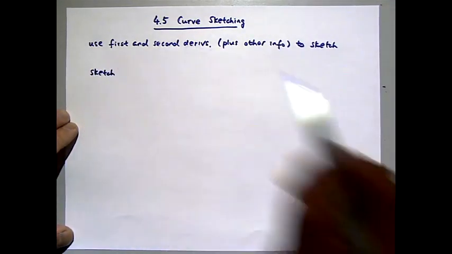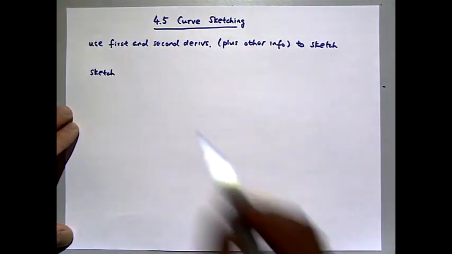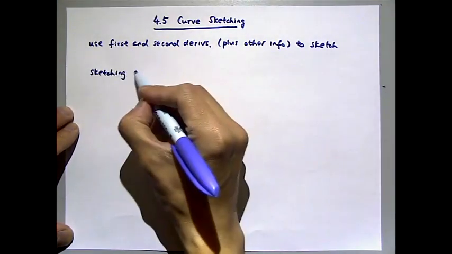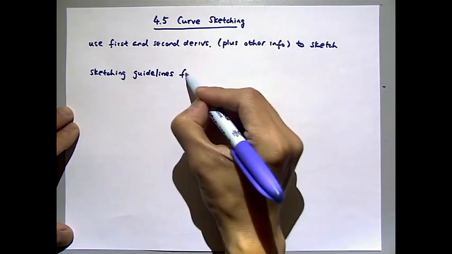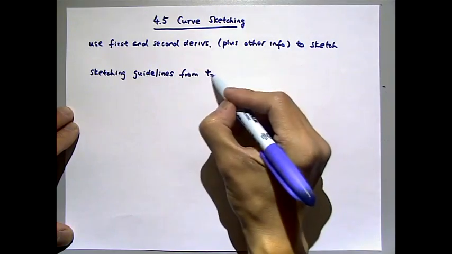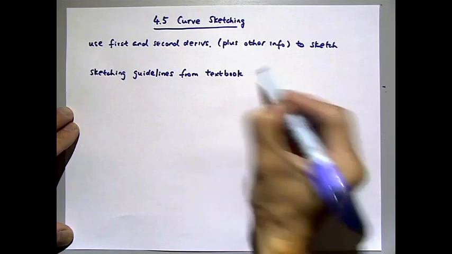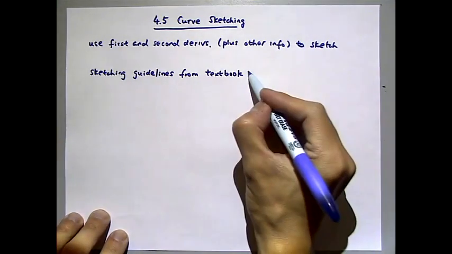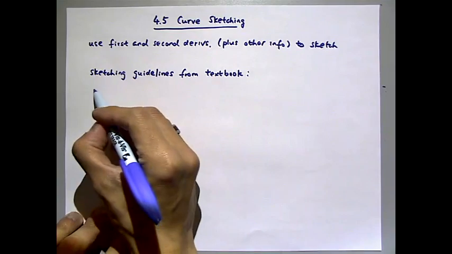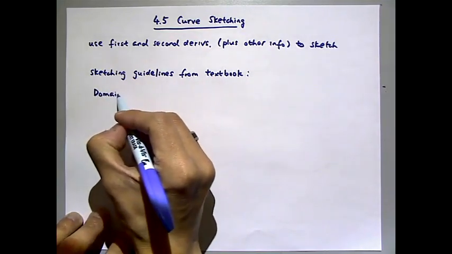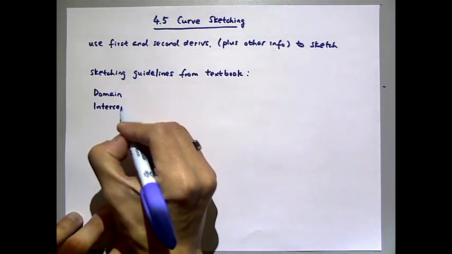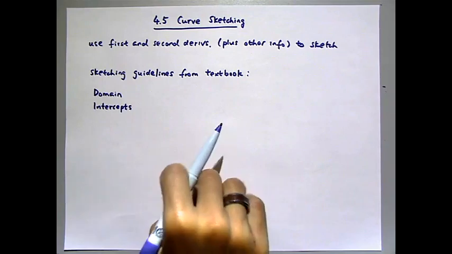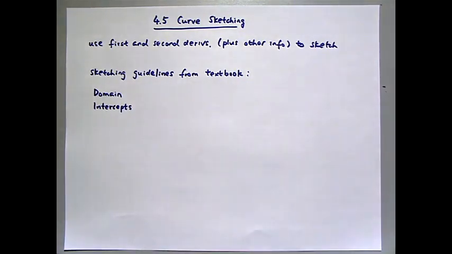The textbook has a set of guidelines that are pretty good to follow. So here are the sketching guidelines, steps. It suggests that we start by finding the domain of whatever function we're looking at. After that, we find the intercepts. And we'll go through examples and review each of these as we go through them. For now, let me just write down the big points that were suggested to follow.